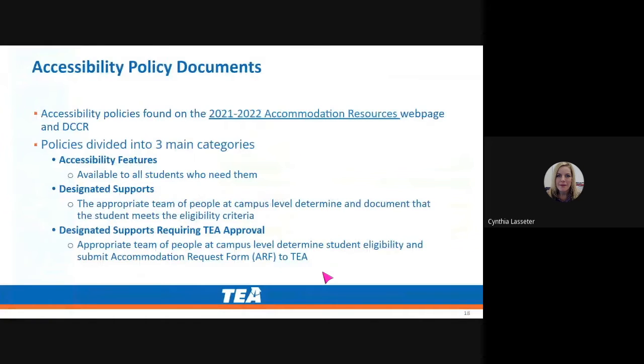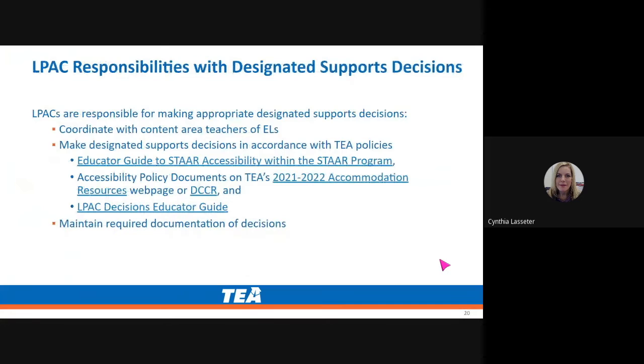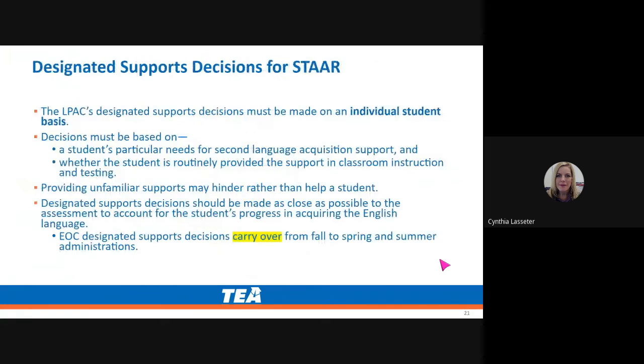Understanding accessibility. Policies are divided into 3 main categories. We have accessibility features. This is available to any student who is taking the STAAR test. Then we have designated supports. The appropriate team in this case would be the LPAC. The LPAC at the campus level determines and documents that the student meets the eligibility criteria for the designated supports. These are the resources where you can find the designated support decisions.